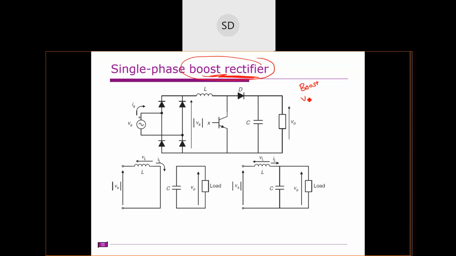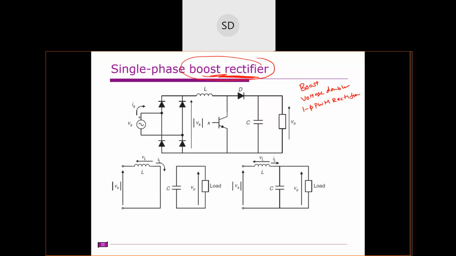Another one is the voltage doubler circuit. Another one is the single phase PWM rectifier. So one is the boost rectifier, the voltage doubler rectifier, and the single phase PWM rectifier. First we will discuss the single phase, later we will discuss the three phase, and later the multilevel inverter rectifiers.